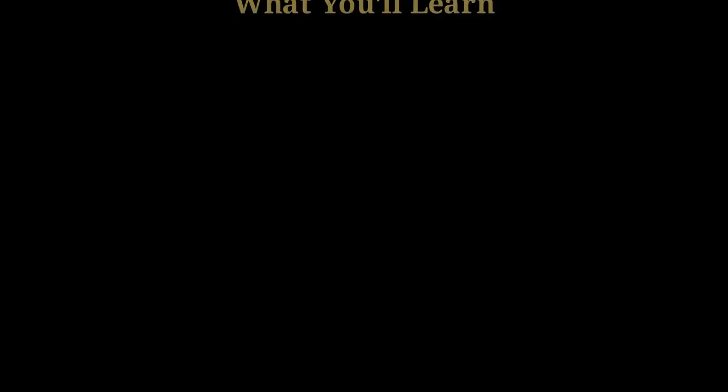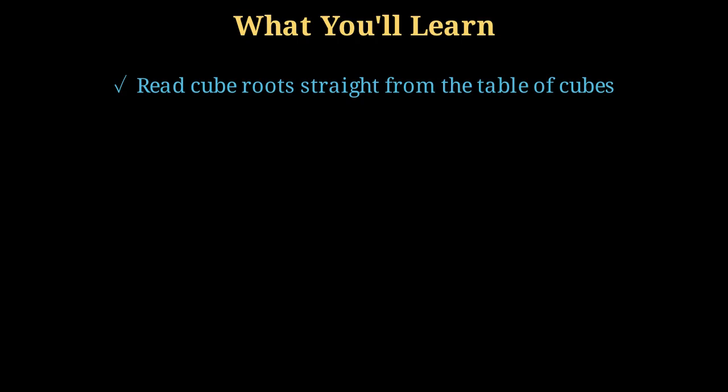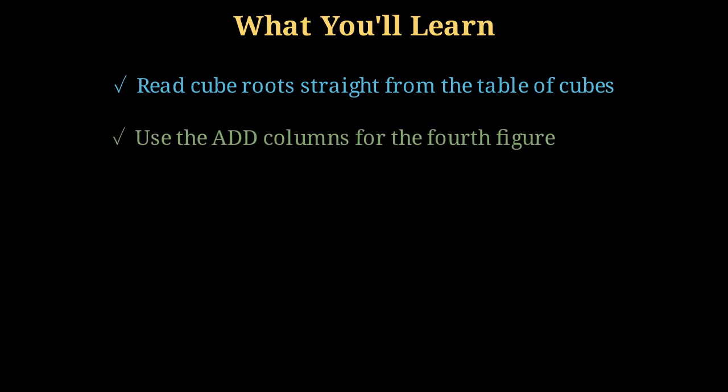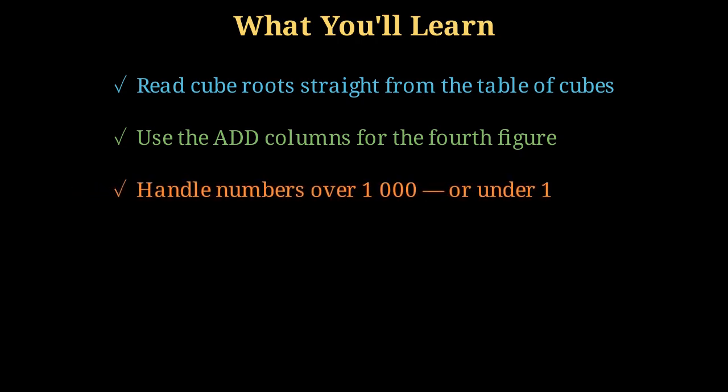By the end of this lesson, you will be able to, first, read cube roots straight from the table of cubes by finding your number in the body of the table and reading the row and column it sits in. Second, use the difference columns, headed ADD, to pin down the 4th figure whenever your number is not printed exactly. And third, handle numbers bigger than 1,000 or smaller than 1 by shifting the decimal point in jumps of 3 places.